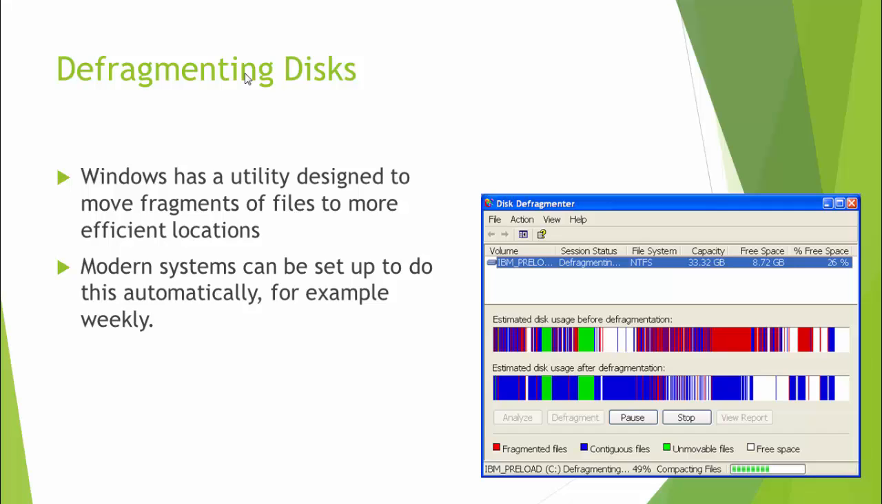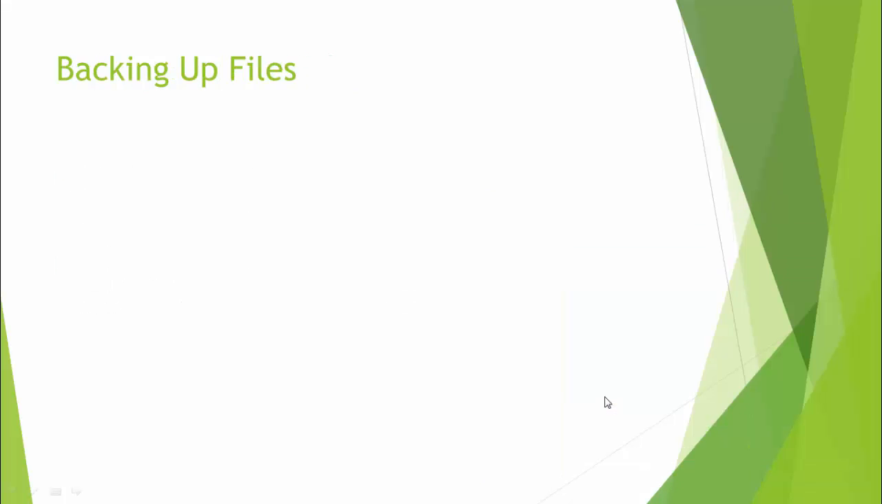So if we look at a defragmenting utility inside Windows, we can see that before it starts, there's lots of fragmented files shown in red, and that it's projecting that once it has gone and moved the small partial files into what are called contiguous files, the majority of these problems will be addressed.